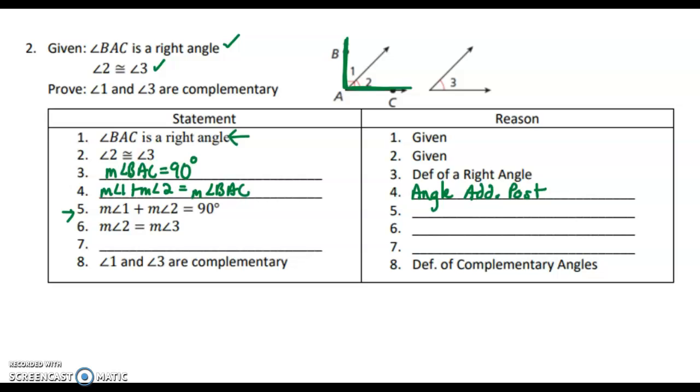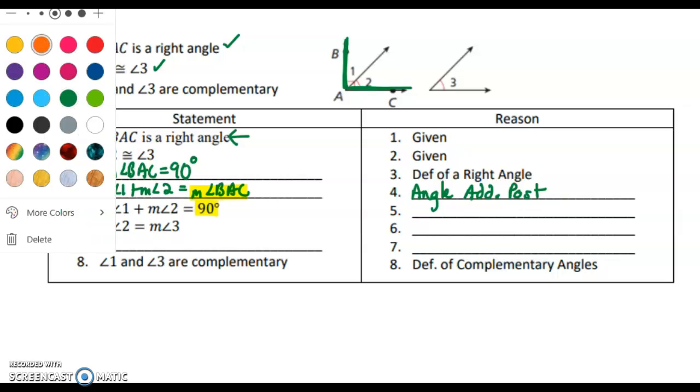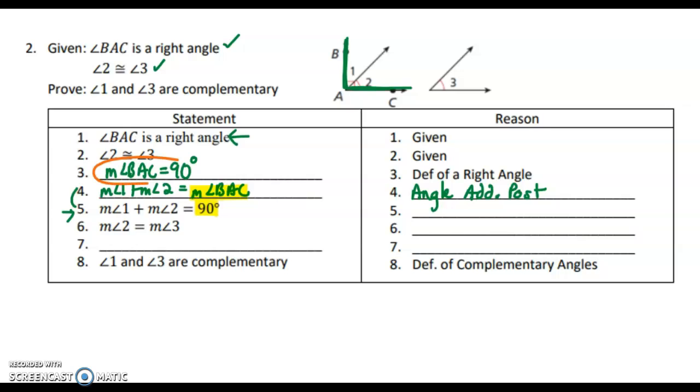So now we've got to look at line 5. So look from 4 to 5. We had measure of angle 1 plus measure of angle 2. That's the same, so that's not different. So now we have BAC, but they took it out and they wrote 90. So they must have swapped it out sometime. And when they swap something out, that's substitution. So I see right here, they know that BAC equals 90. So they're like, hey, I'm going to take out this BAC and I'm going to write 90 instead. So that's substitution. And that was line 3, and they plugged it into line 4.